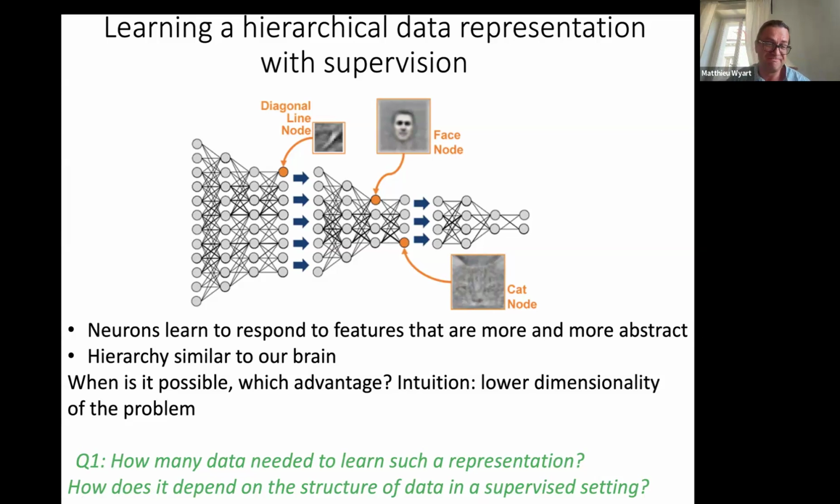It's a beautiful observation. And at an intuitive level, you may think that it's good to have a representation like that because maybe essentially what you're doing is lowering the dimension of the problem, and so you make it tractable. But then the question is, how do we learn those representations? So the specific question I want to think about is, how many data do you need to learn such a hierarchical representation? And how does it depend on the task and the data itself?